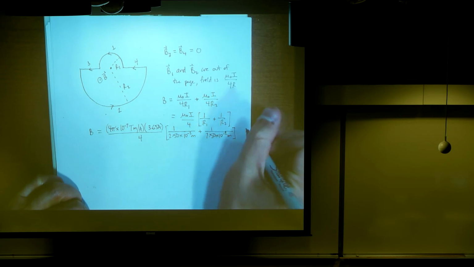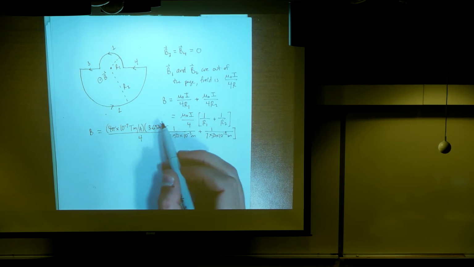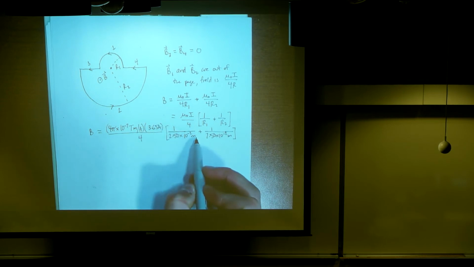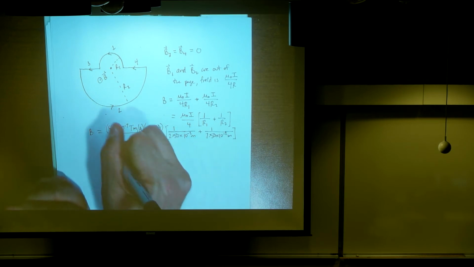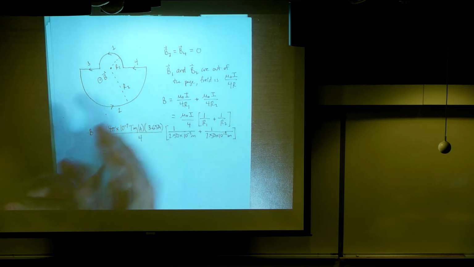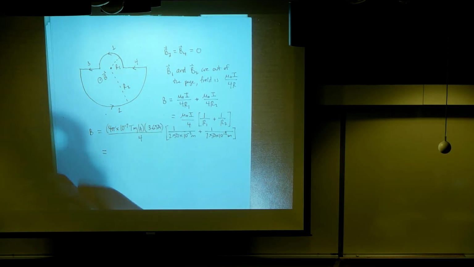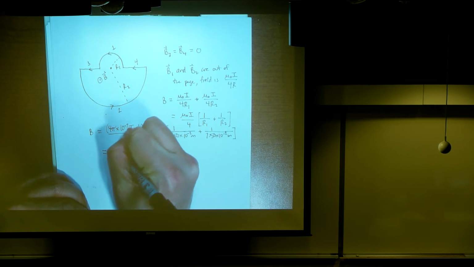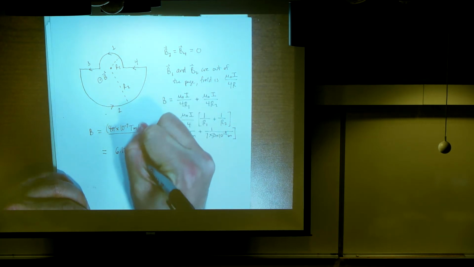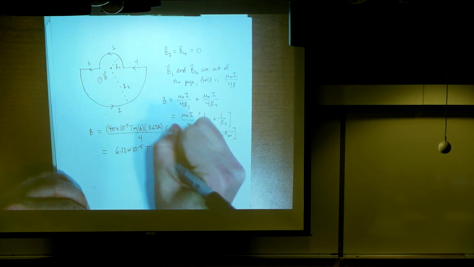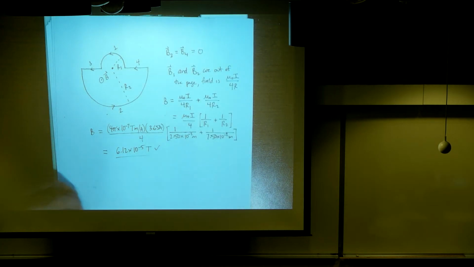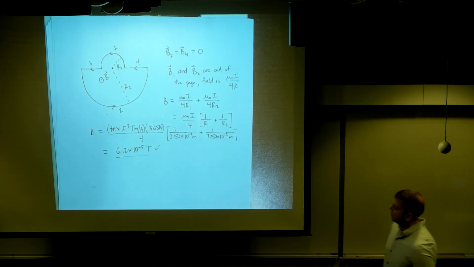Now the units are pretty simple. Amps cancel here and here. Meters cancel here and here. And we're just left with Tesla, which is our SI unit for magnetic field strength. Crunching the numbers will give you 6.12 times 10 to the minus 5 Tesla. Okay, so that's that example.